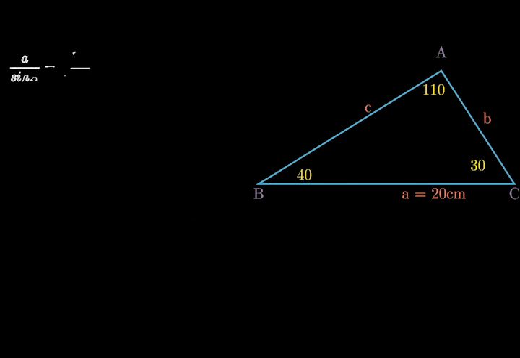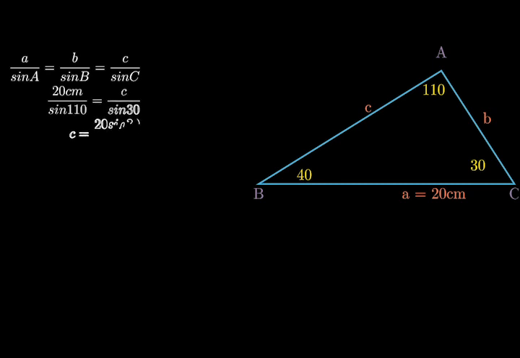Sine method states that A all over sine A is equals to B all over sine B is equals to C all over sine C. We have A as 20 centimeters all over sine of A, which is 110 degrees, is equals to C, which is unknown, all over sine of C, which is 30 degrees. If we shift things around, we get C to be 10.64 centimeters.